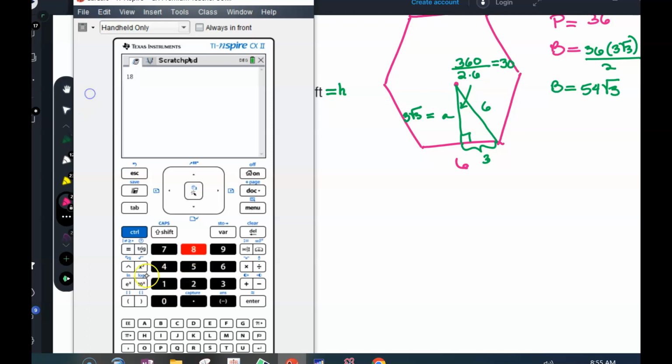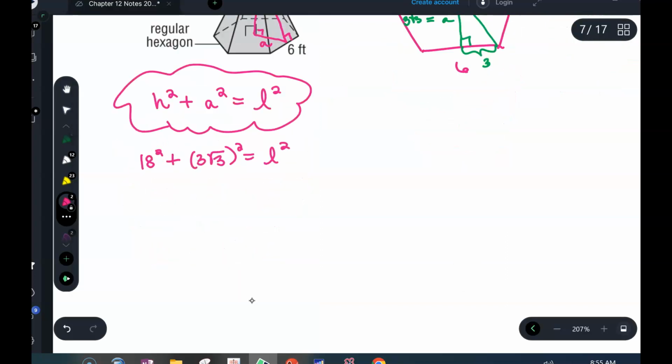So 18 squared plus, if you're going to do 3 root 3, just make sure you put it in parentheses. Oh no, it's 351. Yeah, 351, because you don't want to just square the square root, you're squaring the whole thing. So just like I put parentheses around. Now it's just the square root of 351. And we leave it like that?